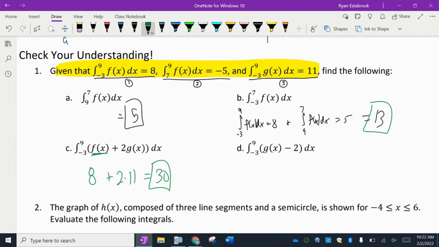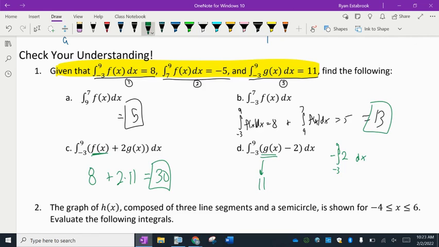And the last one, letter D. The integral from -3 to 9 of g of x would be 11. And then what's the integral from -3 to 9 of -2 dx? If I wanted to, as far as constants go, I could push the negative out front and keep the 2 on the inside. So think about a graph where the function is y equals 2, going from an x value of -3 to an x value of 9.